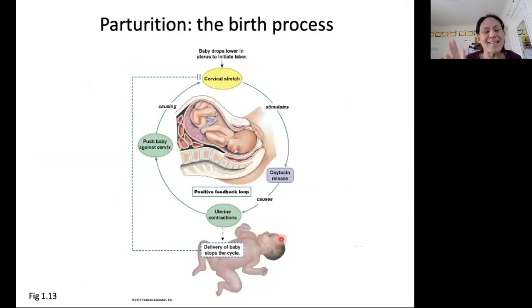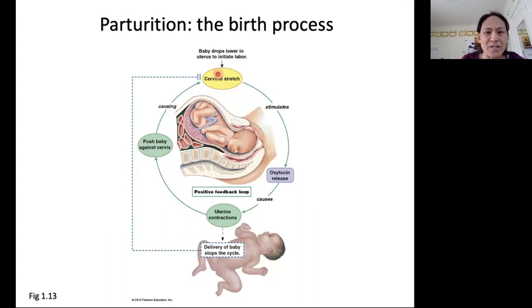Okay, last slide. We're going to close by talking about parturition, or the birth process. So when the fetus is ready to be born, it will drop within the mother's uterus. What you're looking at here is the mother lying on her back. Here are her vertebrae. This is her vaginal opening down here. This is the fetus inside of the uterus. So the fetus drops inside of the uterus and it pushes on the cervix.